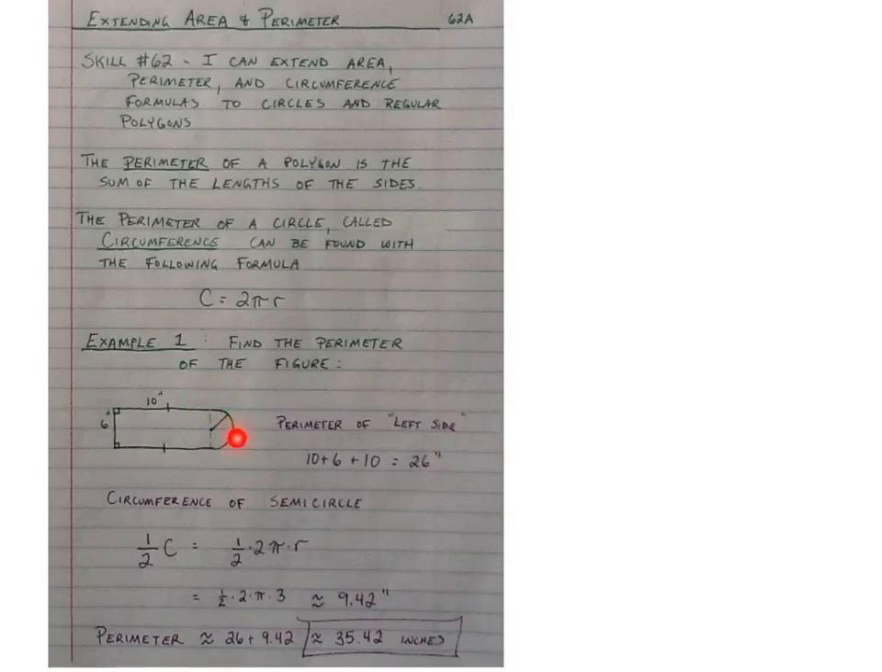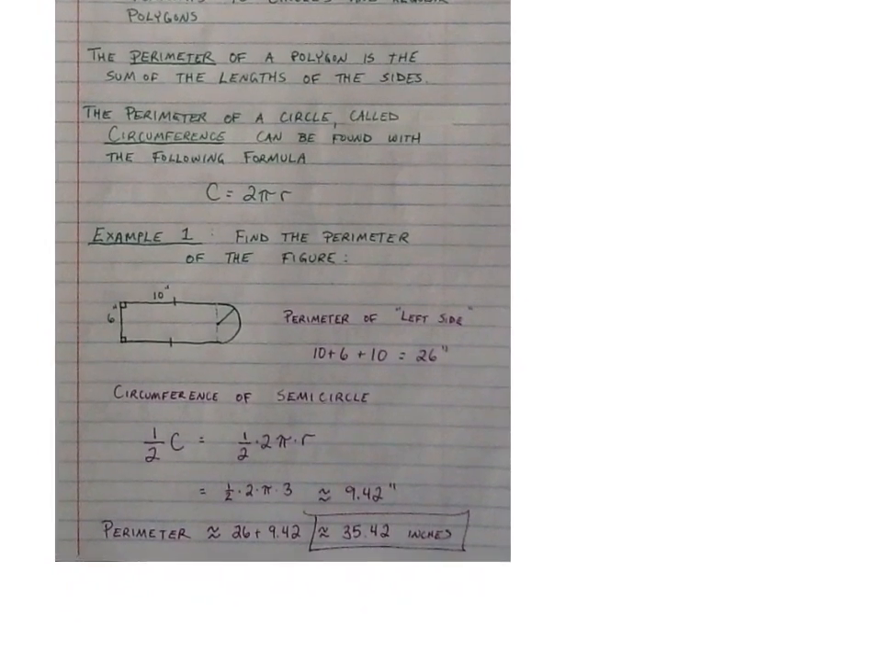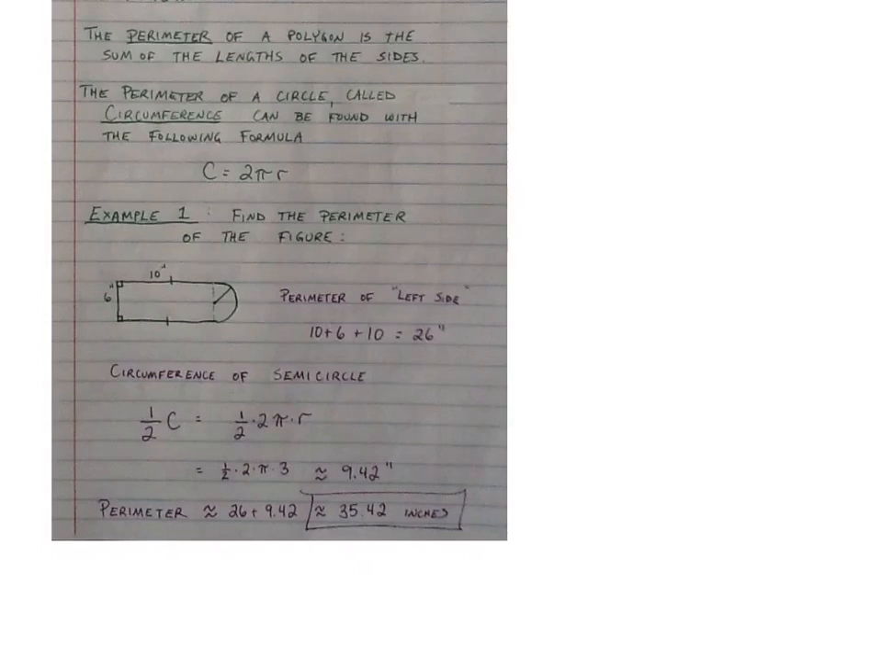And then the circumference of the semicircle. What we want is half of a full circle, so half of the circumference will be half of 2 pi r. The 2's cancel and you get a value of 3 pi. 3 pi is approximately 9.42 inches. So our total distance around is going to be 10 plus 6 plus 10 plus 9.42, which is 35.42 inches.